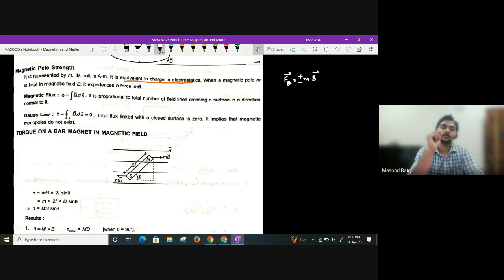Just like when a charge is placed in an external electric field, it experiences force, in the same manner you can consider a pole placed in an external magnetic field will also experience a force, whose force will be given as M into B bar. Is that clear?